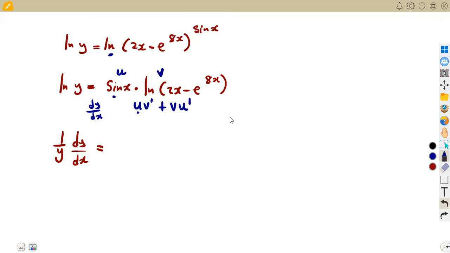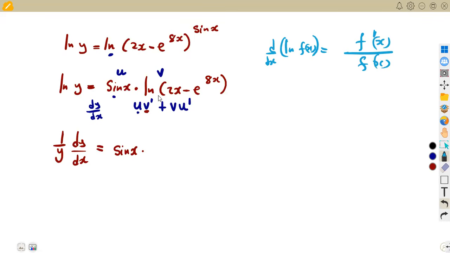In this case, our u, that sine of x, is going to remain as it is, so sine of x multiplied by the derivative of v, which is the ln. Remember what I said about ln? If you are differentiating ln f of x, it is going to give us the first derivative of f of x over f of x. So in this case we've got ln of this part, which is your f of x, and we need its derivative. Let's differentiate 2x, which gives us a 2, minus, how do you differentiate e?